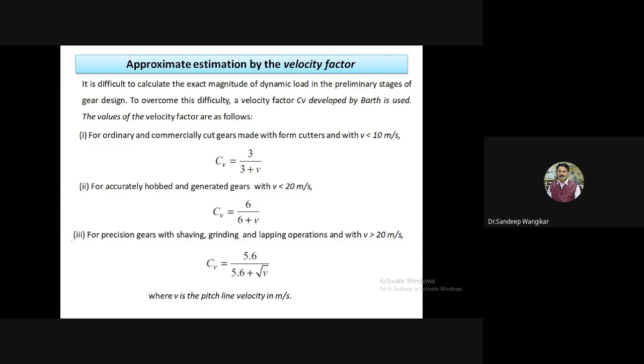I will give you 2-3 minutes for writing this. Please write down the velocity factor CV for the first method, approximate estimation by velocity factor, the three different conditions and how to calculate CV for the three different conditions.